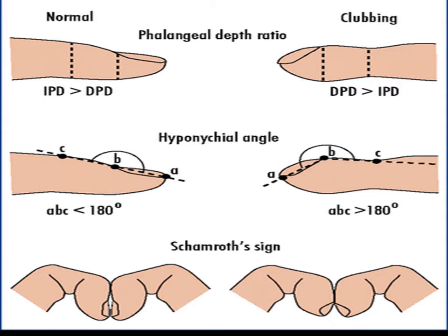Shamroth sign is the presence of Shamroth window between same digits of opposite hands. If you join the index fingers of right and left together, it should make a Shamroth window in between. Or if you join the middle fingers of right and left hand together, it should form a Shamroth window in between. If this window is lost, this is another sign which points towards presence of clubbing.